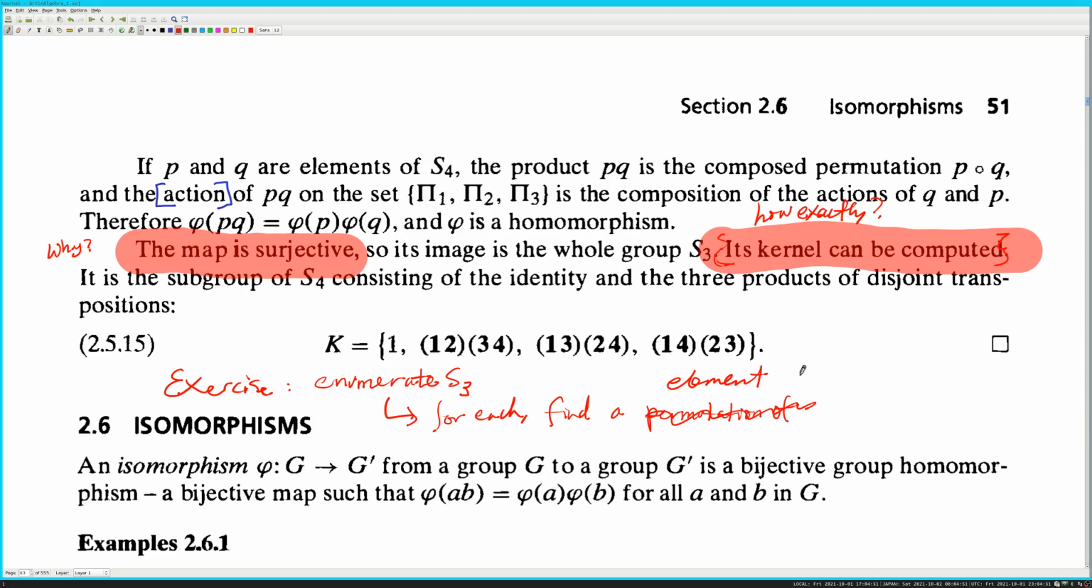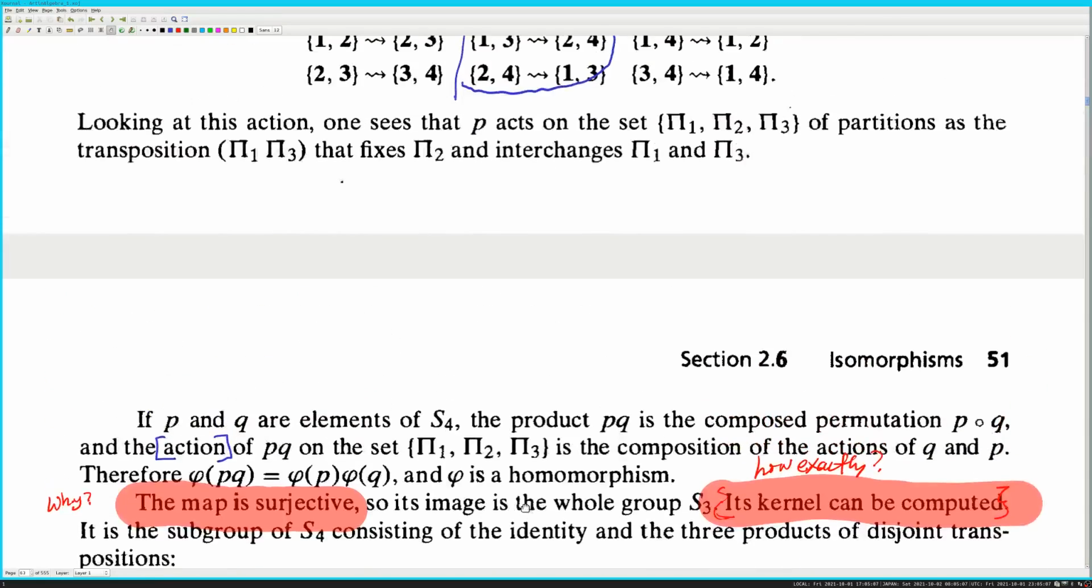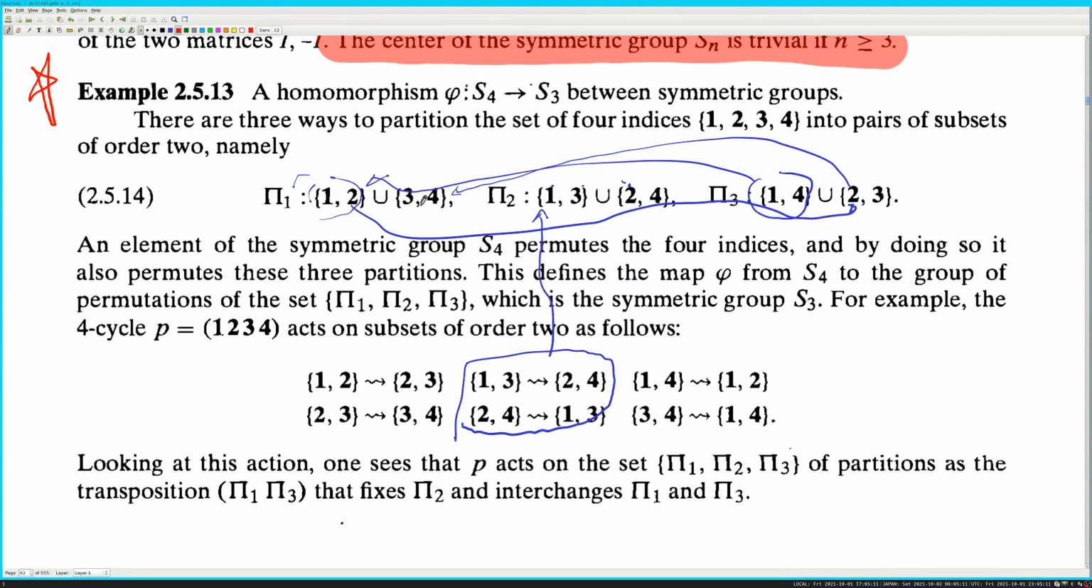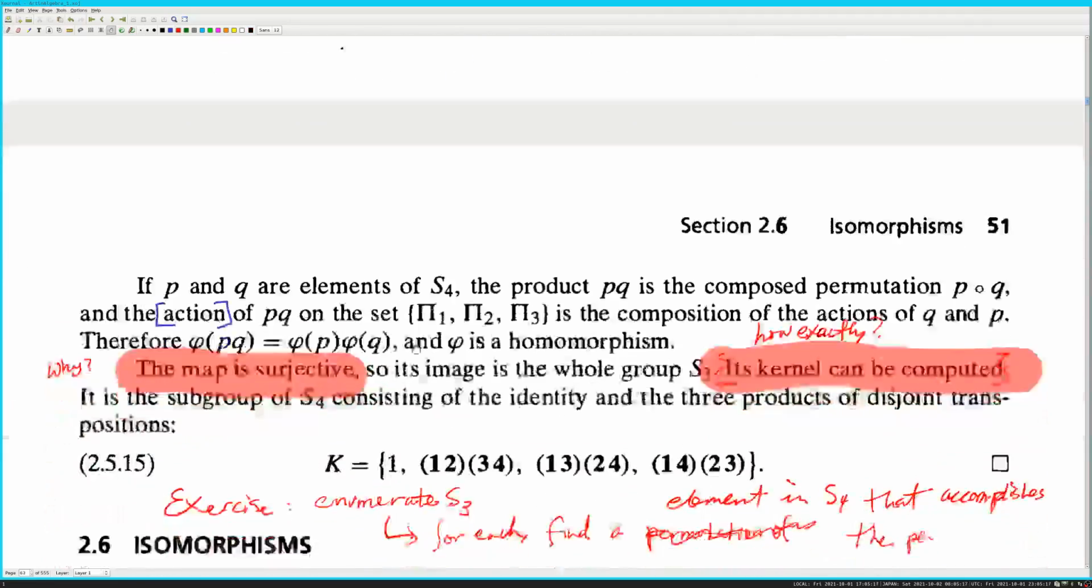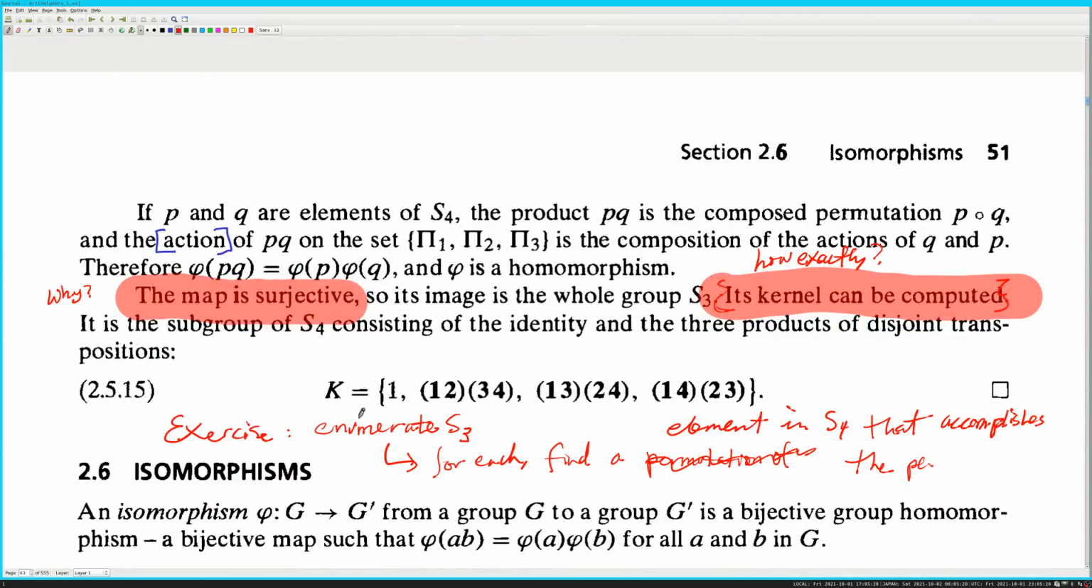Element in S4 that accomplishes it. Actually, yeah, you can just do that straight away. So let's say, okay. No, I think you would want to do enumeration. Okay, exercise: enumerate S3. I might solve this and then put it in a document. Okay. Find a permutation of S4 that accomplishes the permutation in S3. Okay.